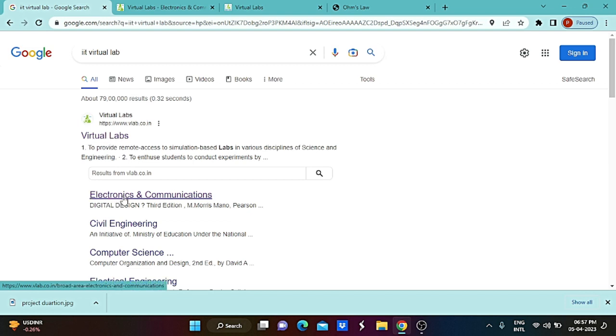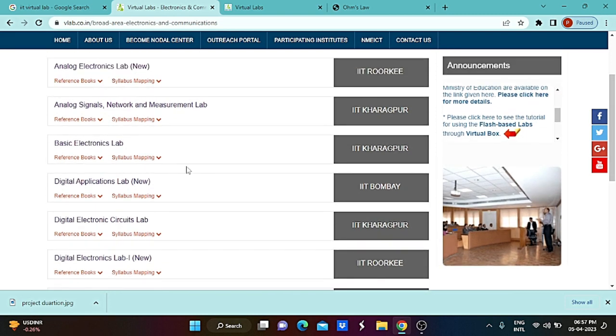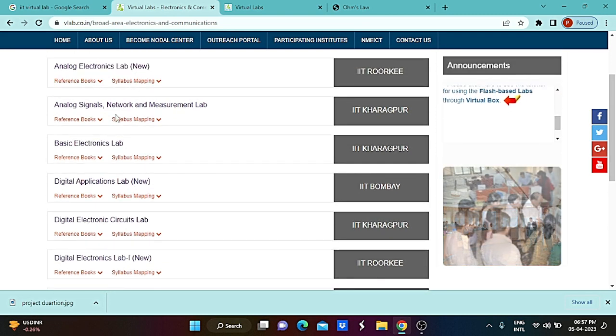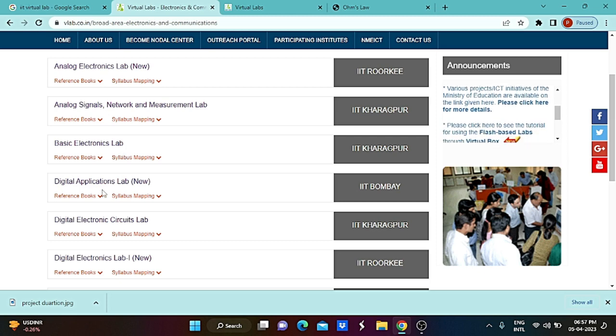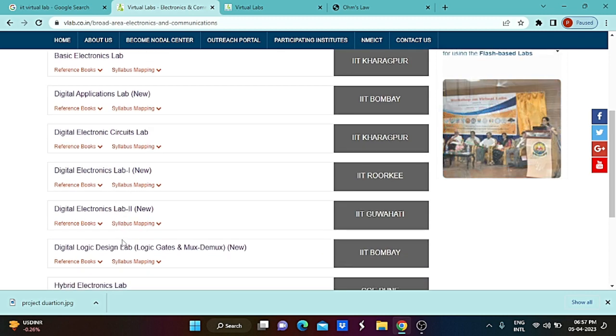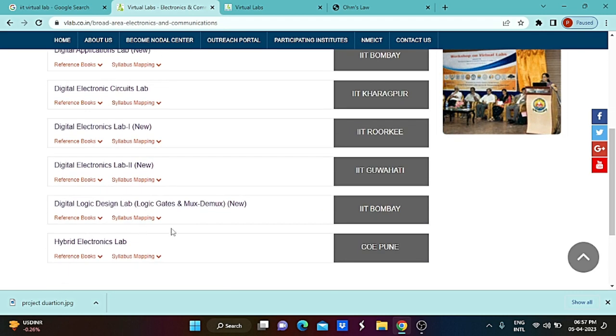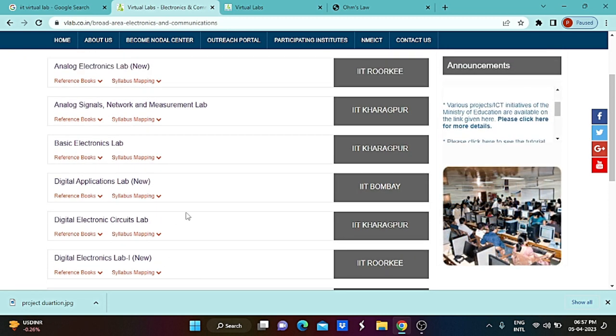Under this we have electronics and communication. In electronics and communication, a lot of lab names are available here: analog electronics lab, analog signals, networks and measurement lab, basic electronics lab, digital application lab, digital electronics circuits lab, and digital electronics lab 1, lab 2. Likewise, a lot of lab facilities are available with the help of IIT Roorkee, Kharagpur, Bombay, etc.